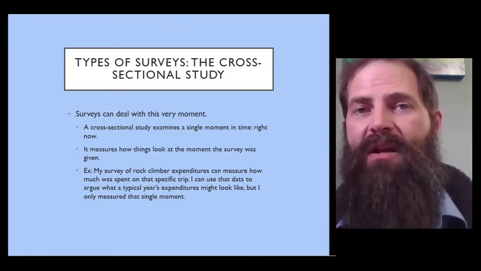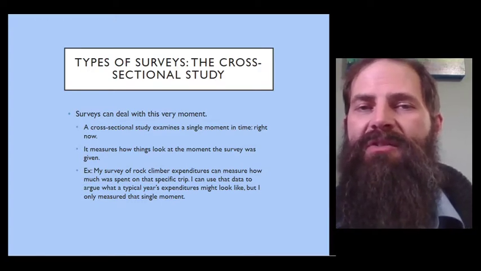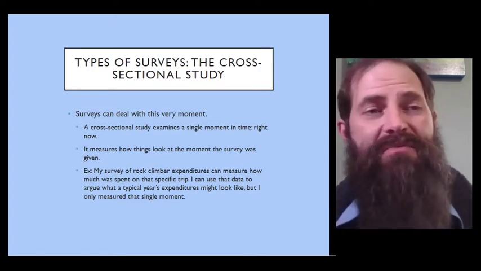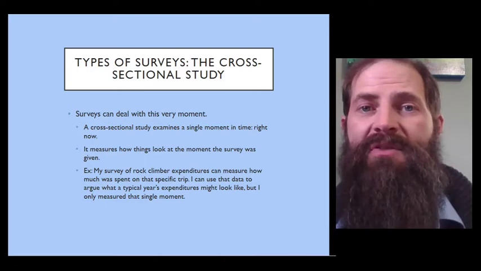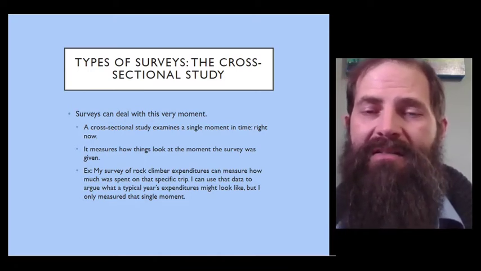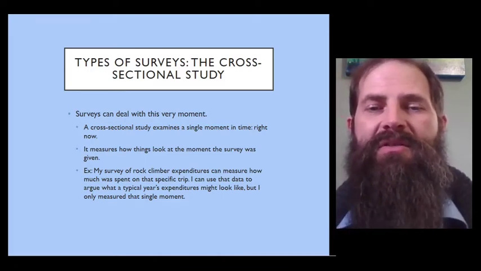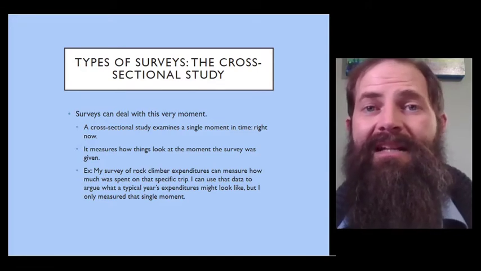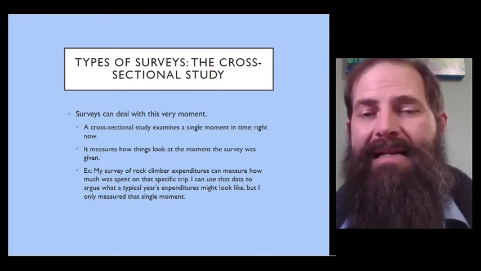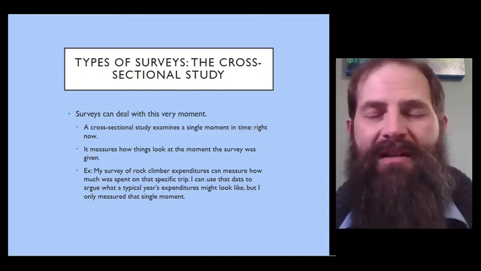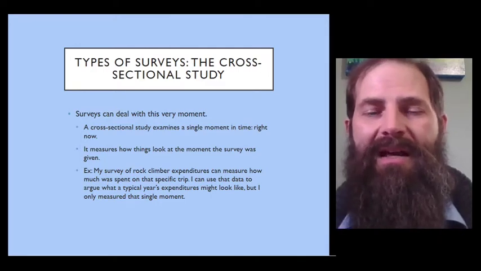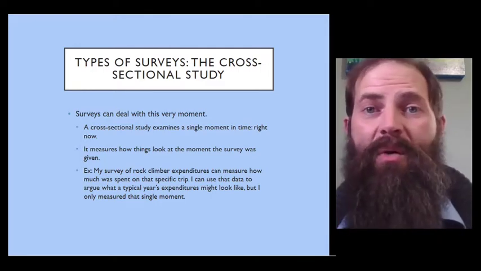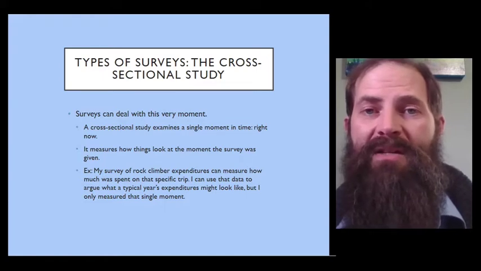The first kind that I want to talk about is the cross-sectional survey, and the near majority, if not the bulk, of surveys that are going to be done fall in this category. A cross-sectional survey simply is taking a slice of a particular moment in time. It examines a single moment in time, and that time is right now. This is what's happening the moment that I took that data.